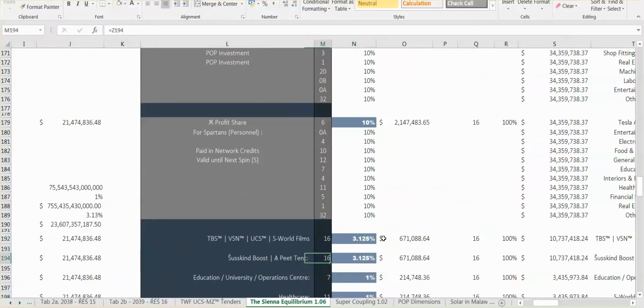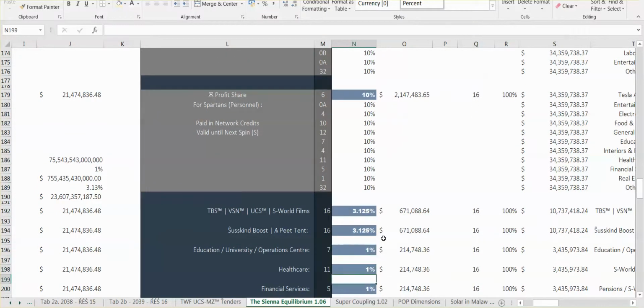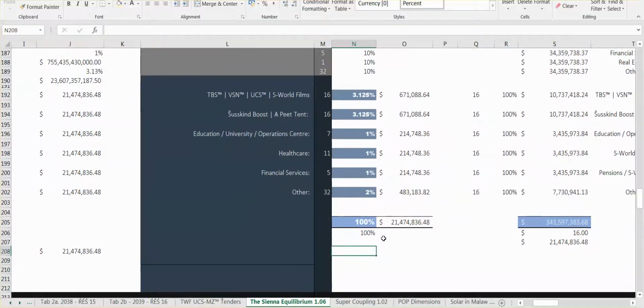The Susskind Boost and the Peak Tent, that's where this is basically money put aside for companies who are doing badly that need to be boosted back. This is just making sure the weakest companies don't fail, and generally trying to create a worst winner scenario, so everyone's winning, but the winner who's not actually winning as much as the rest gets a little bit of boost. Education, healthcare, financial services, other, very small other, should be much bigger. Anyway, that comes to 100%.